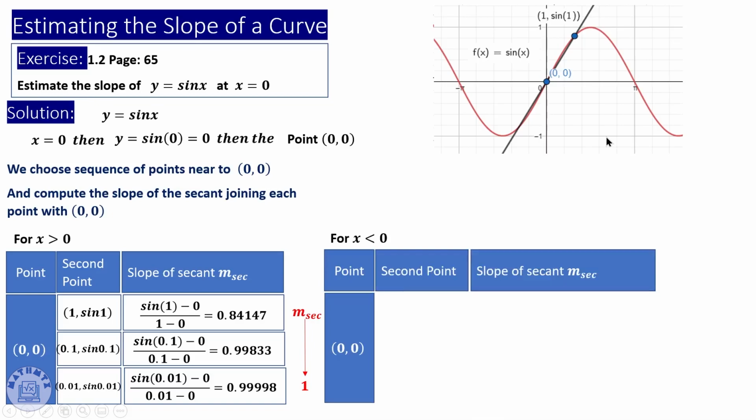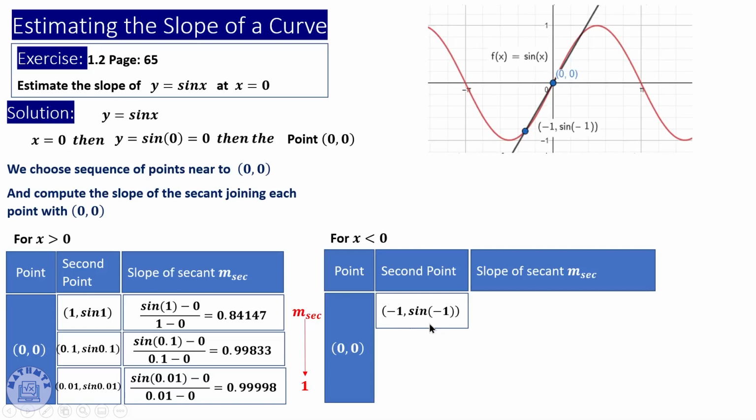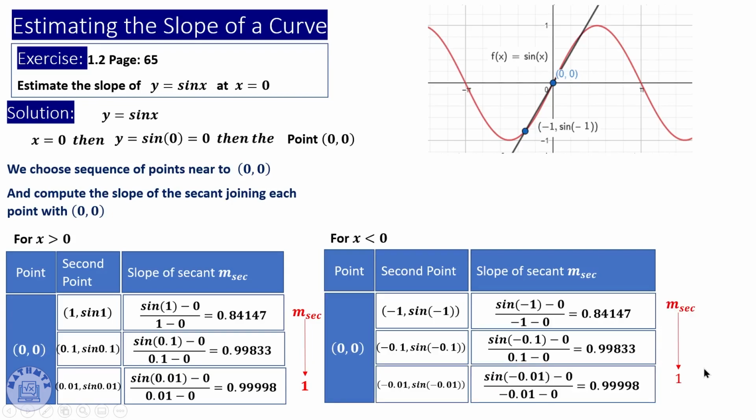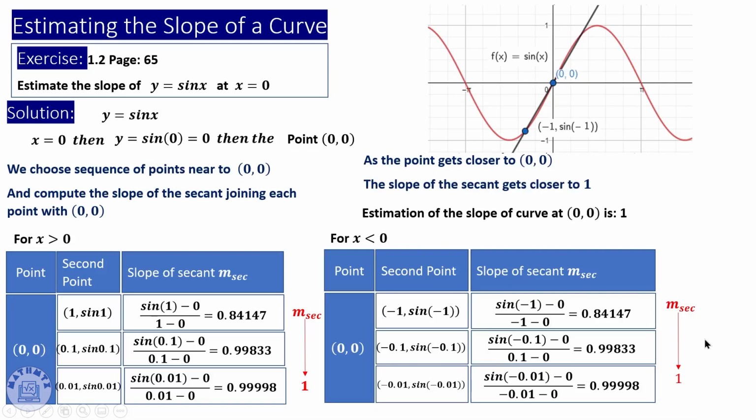From the left side, we'll use the point -1 and sine of -1, and then find the secant line slope, which is 0.8 approximately, and then move closer to the point at -0.1, sine of -0.1. You can see that the slope is approaching 1. That's it. So the slope of the secant line is getting closer to 1. Therefore, we can say that the slope of the curve at 0 is 1.